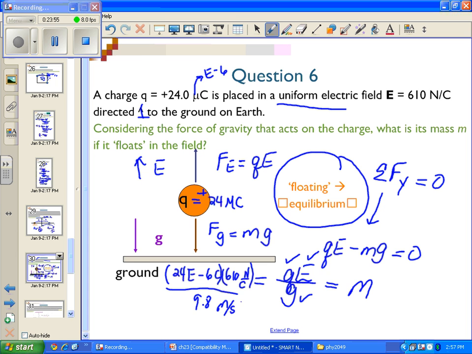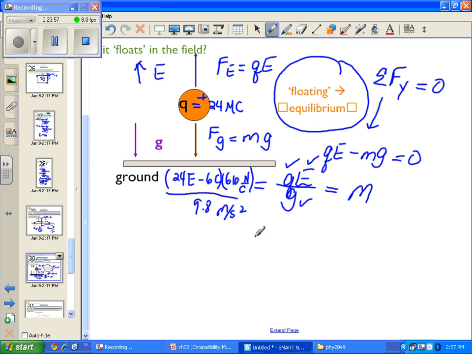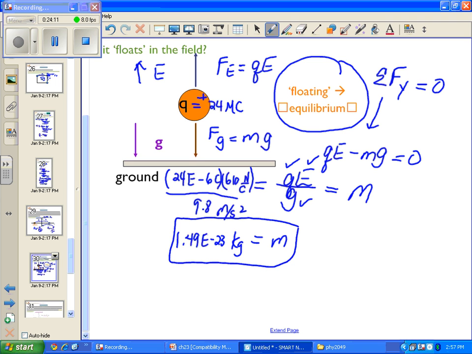We substitute our numbers and we get a value of m, which is equal to 1.49 e to the minus 23 kilograms. And that tells us that if the charge has this mass, it will float. What if it has a mass which is greater than 1. Oh, I'm sorry, that's not 23, that is just a 3. Oh boy. Okay, so that's 1.49 e to the minus 3 kilograms.